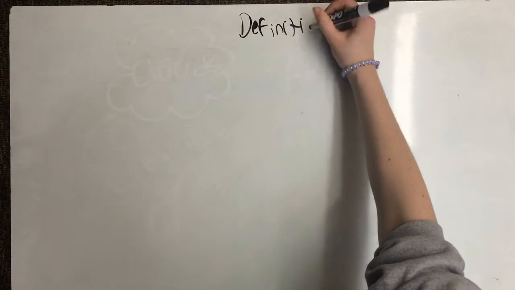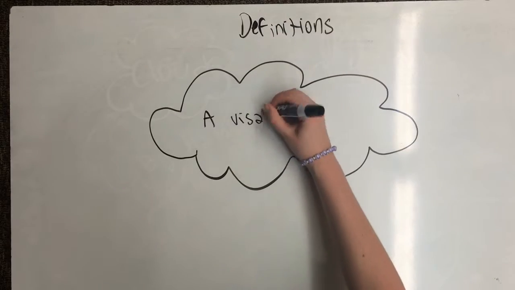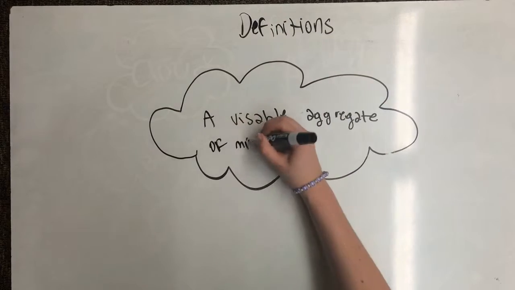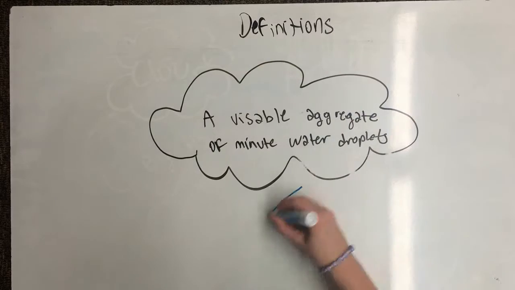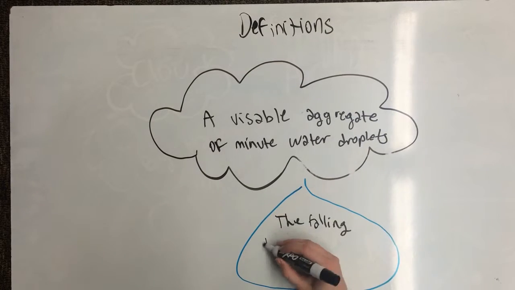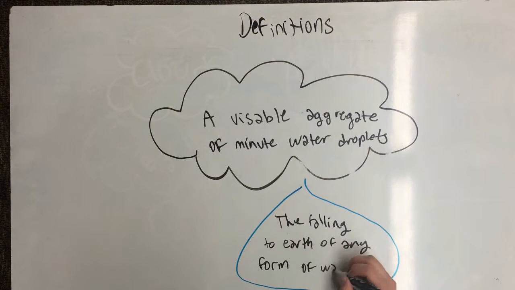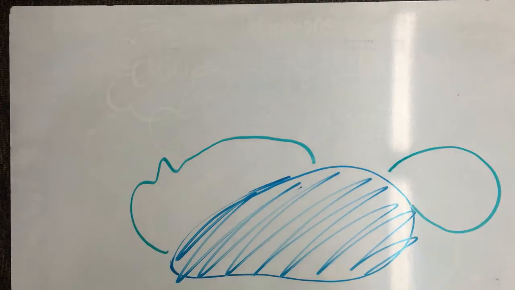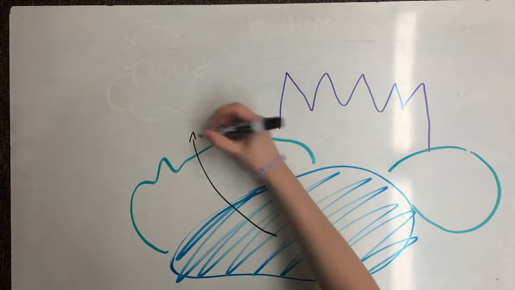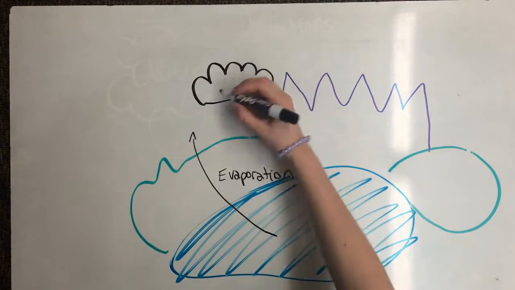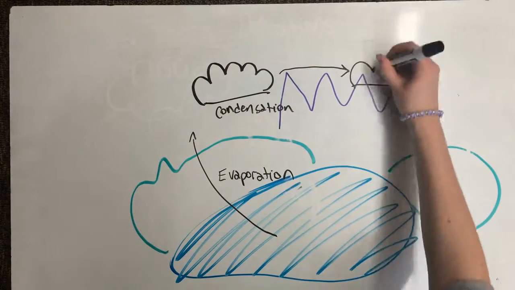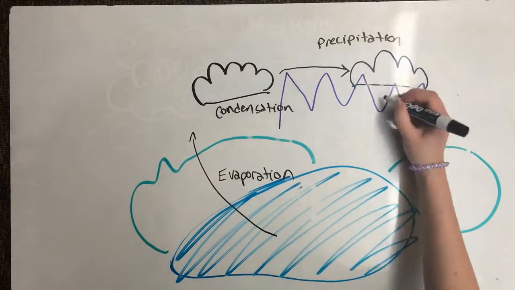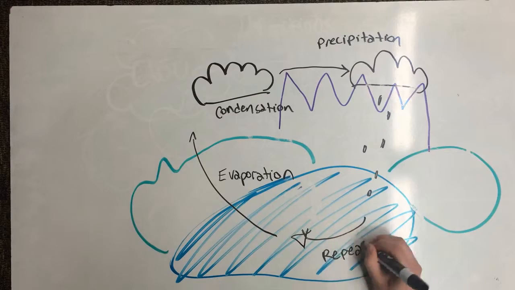First, let's define what clouds and precipitation are. Clouds are a visible aggregate of minute water droplets, and precipitation is the falling to earth of any form of water. Clouds and precipitation are formed by the hydrologic cycle, or the continuous cycle where water evaporates, travels into the air and becomes a cloud, falls to earth, and repeats.